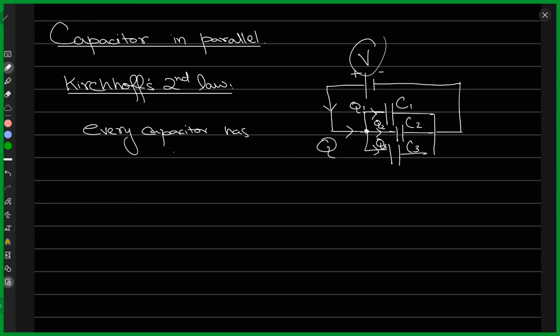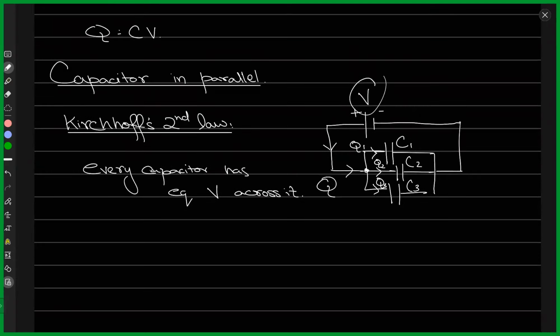has equal voltage across it, right? And so that helps us in establishing this equation, Q is equal to CV. So now we know that V will be a constant for all capacitors, the same constant, so we can factor that out. Let's see what would be the charges, right?